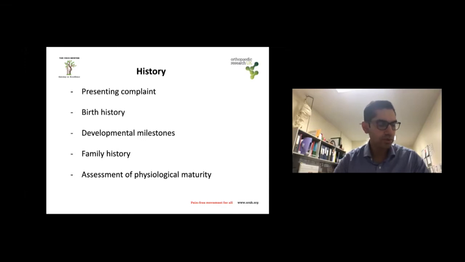Also, you want to ask questions to assess the physiological maturity. So you may want to inquire about the growth spurt. And if it's a female, you want to ask about the menarchal status, because the onset of menarche suggests that growth starts to slow down from that point for about 2 years from the onset of menarche.